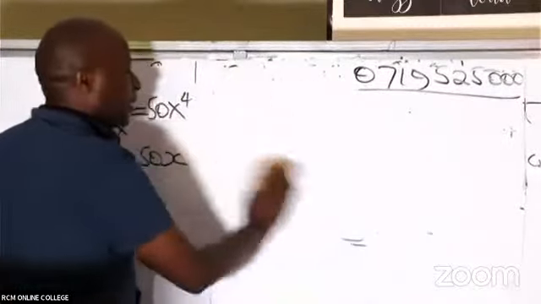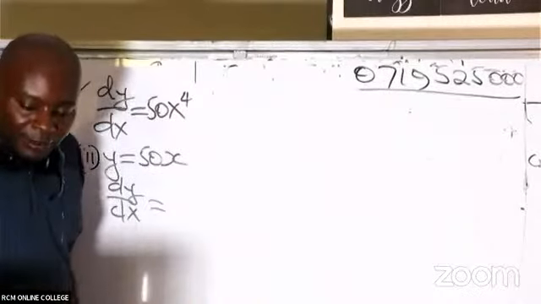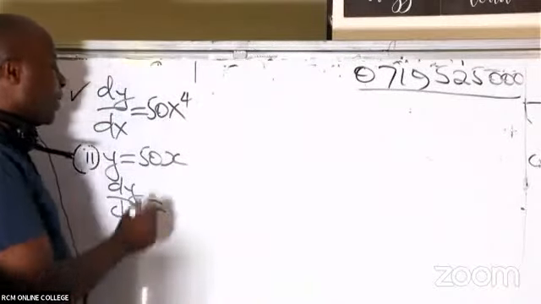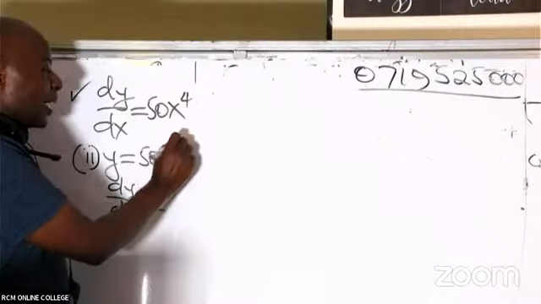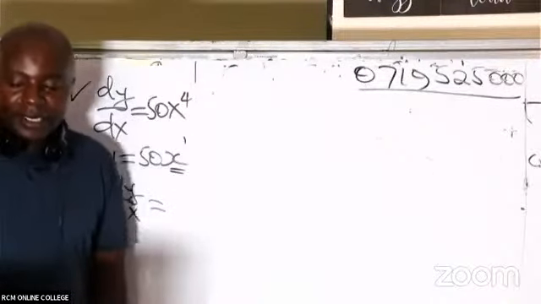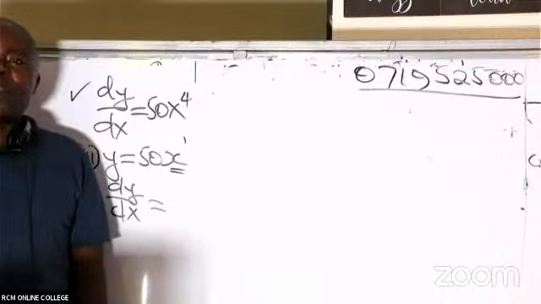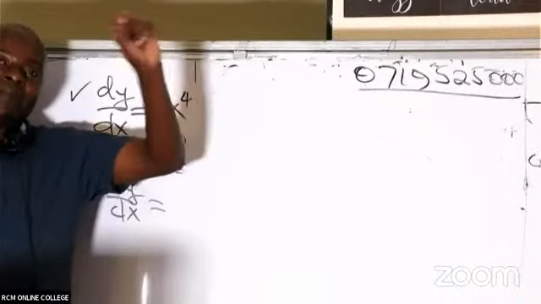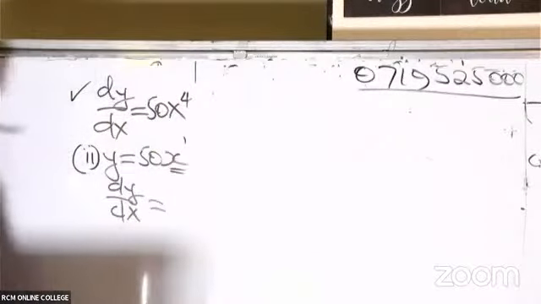There is a fact she has been able to know. Ladies and gentlemen, this lady has known that whenever she sees an x like this x here, it has an implied power of 1 there. It's up there, raised to power 1. So it's 50x raised to power 1.